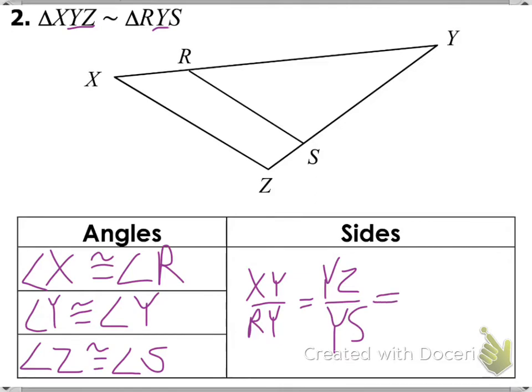And now we need to look at the outer letters. So that would be X and Z, and then R and S. So therefore XZ will be proportional to RS. And that's it.